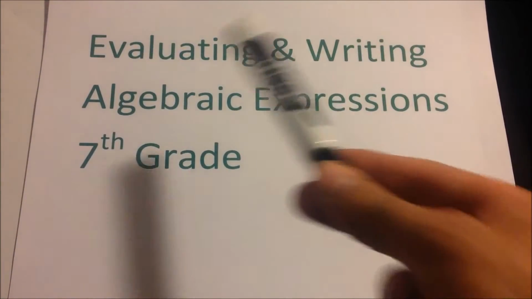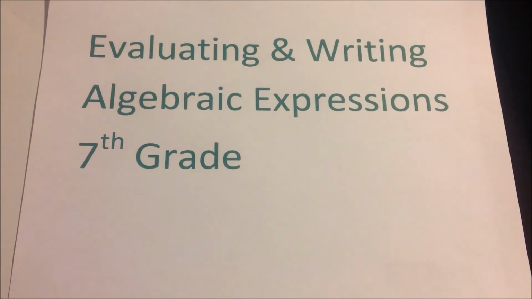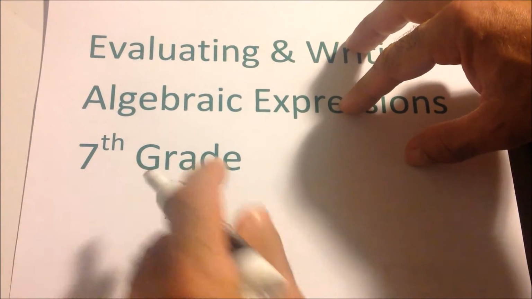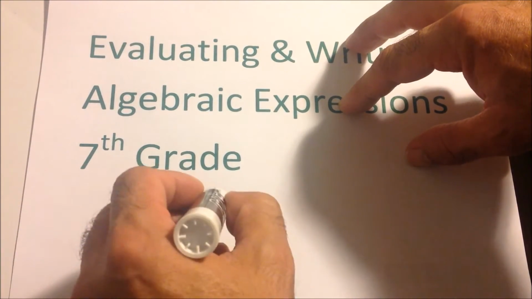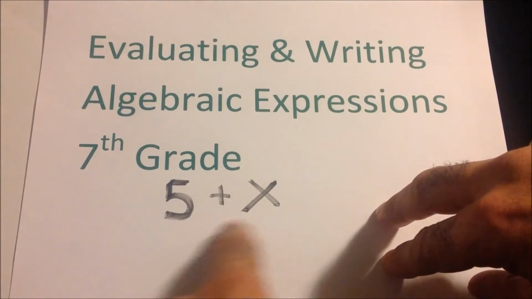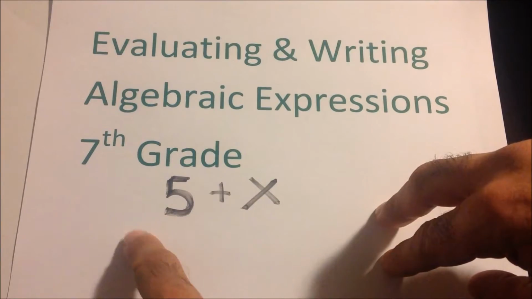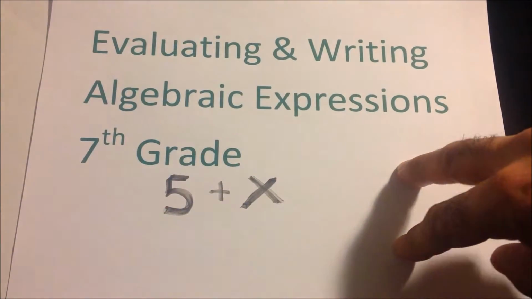Okay, here's our video on evaluating and writing algebraic expressions. And we did a lot of this in 6th grade. We'll just add to it in 7th grade. So remember, with algebraic expressions, we have variables. So that's not a variable, it's a constant. But we can also make it an algebraic expression by just putting in a variable. And it could be any letter. It could be x, could be y, could be m. Most of the time we use x. And we did this in 6th grade.